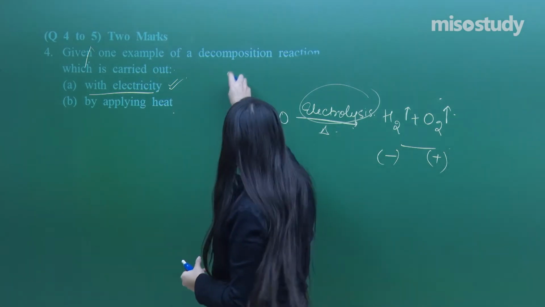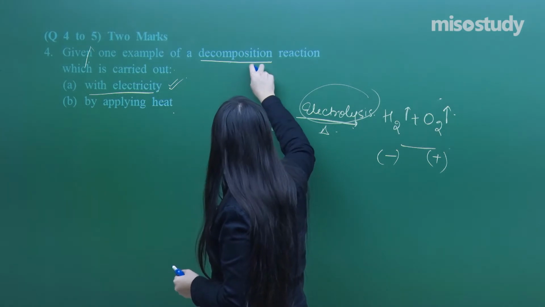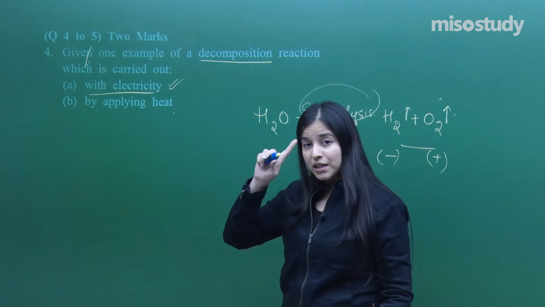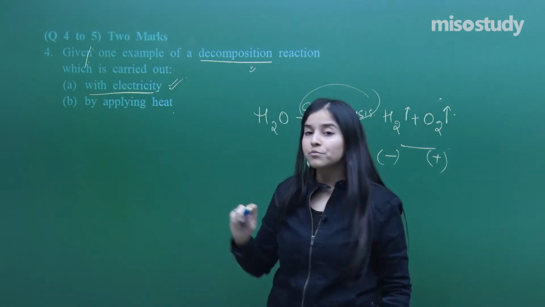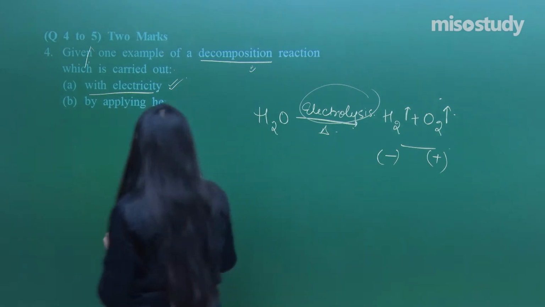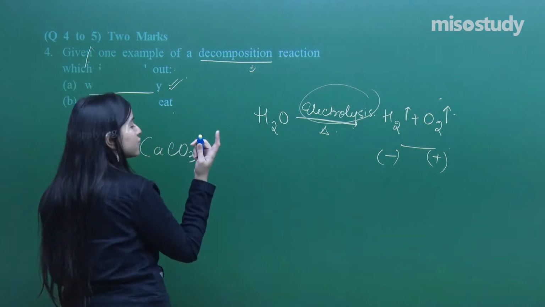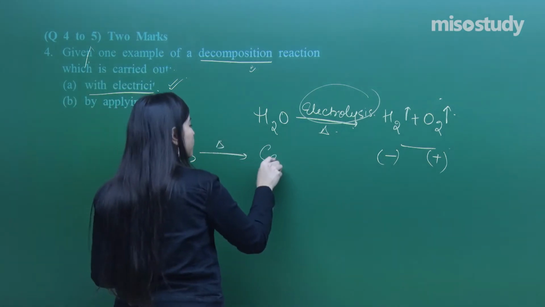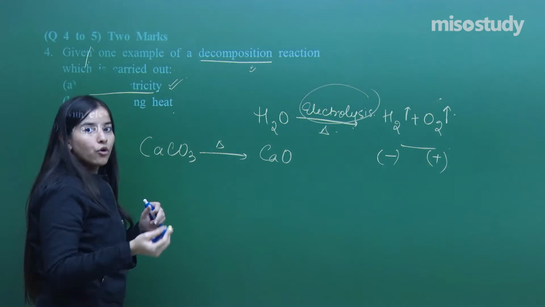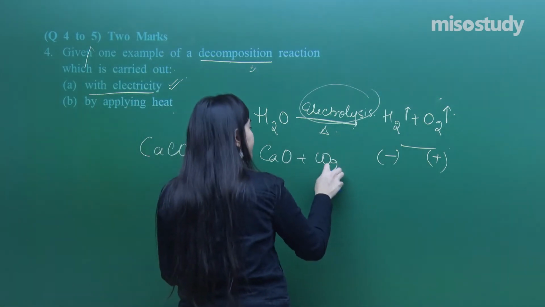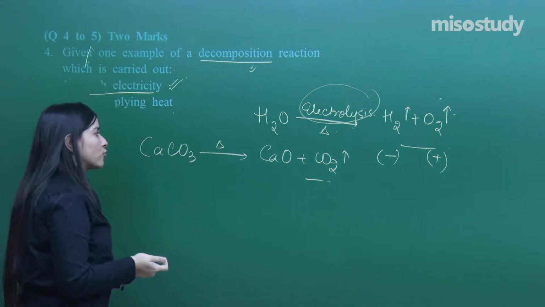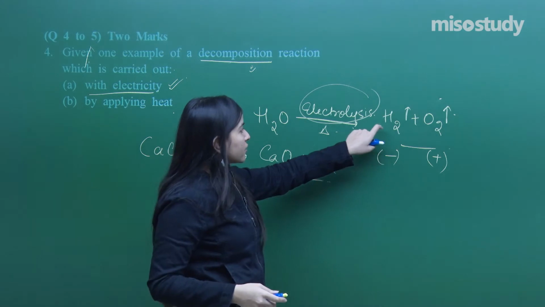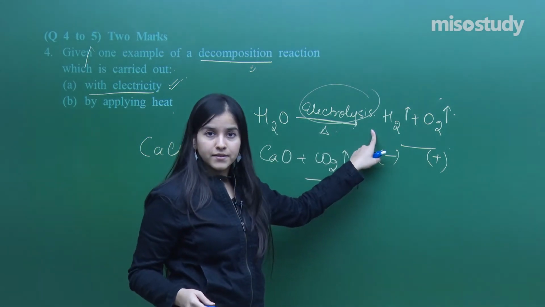What can you do? Keep this in mind, you have to represent not just a random example, it has to be a decomposition. That means marble, in fact this chalk also, if you try to heat it, what will happen? It will decompose into another whitish looking powder plus carbon dioxide. So there is an evolution of gas also in this particular reaction.